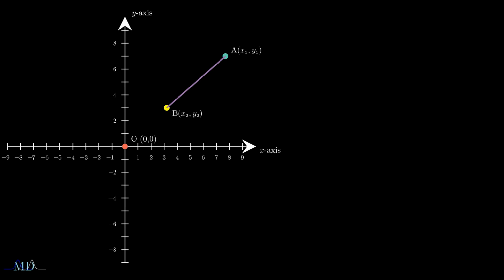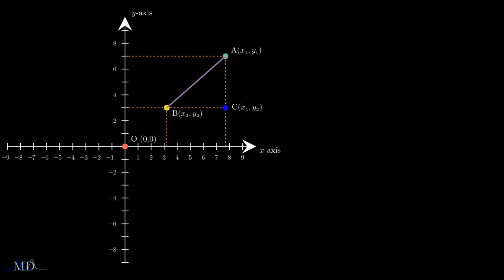Let's consider the point A of coordinates x1 and y1, and the point B of coordinates x2 and y2. From each point, we draw the lines parallel to the two axes that meet the other axis. Then from the point B, we extend the line parallel to the x-axis, until it meets the line parallel to the y-axis drawn from the point A. If we call C this point of intersection, it has coordinates x1 and y2. Furthermore, we have constructed the right triangle ABC, whose hypotenuse is the distance between the points A and B.